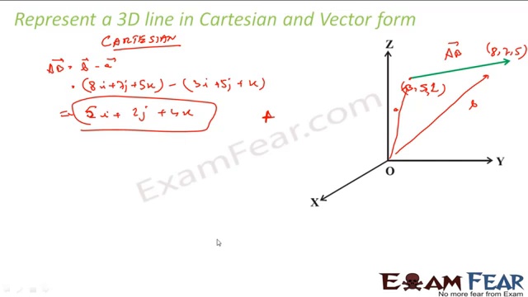So we'll study all these things in the next few slides. The reason why I took the point and the 2D line was to make you aware that till now we know how to represent a point in Cartesian and vector form. We know how to represent a two-dimensional line in Cartesian and vector form. Now we'll study how to represent a 3D line in Cartesian and vector form.